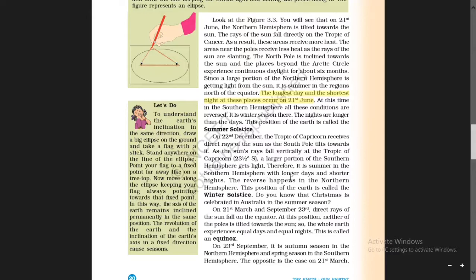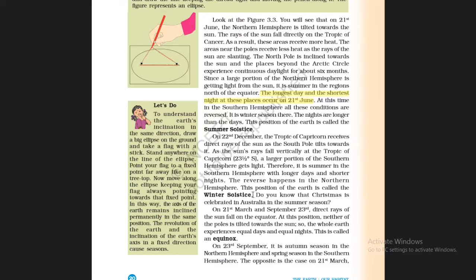The reverse happens in the northern hemisphere. It totally changes, opposite. This position of the earth is called the winter solstice.